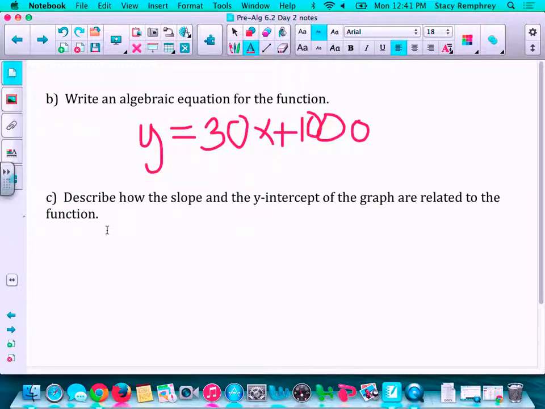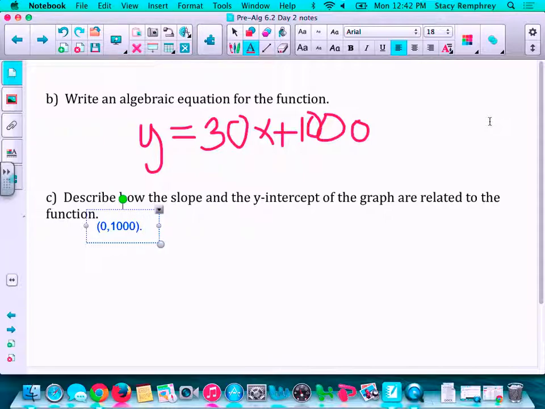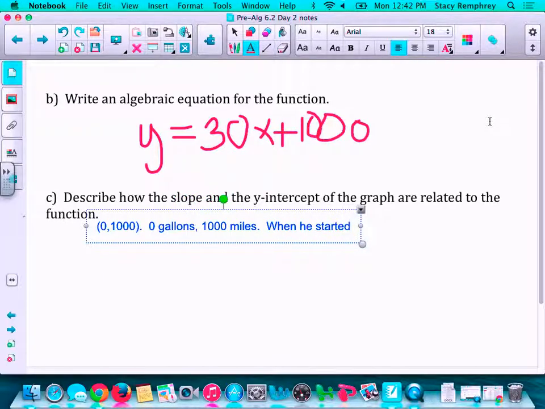Now to describe, okay, well, let's go back. My y-intercept is 0, 1,000. This means 0 gallons, 1,000 miles. Okay? So 0 gallons, that's when he started, because it was showing his total distance on his odometer, which keeps the mileage for your car. So when he started, and that's what your y-intercept is always going to be, it's when it started. He had 1,000 miles on his odometer.